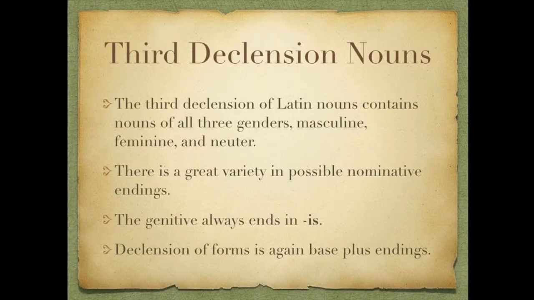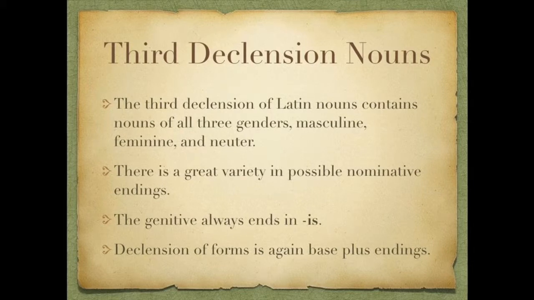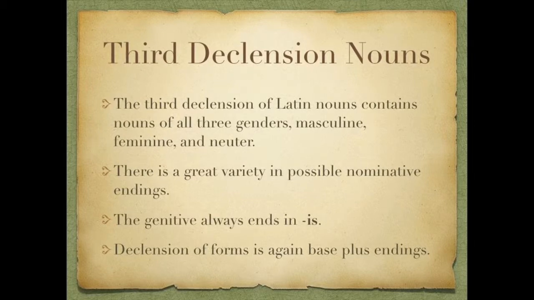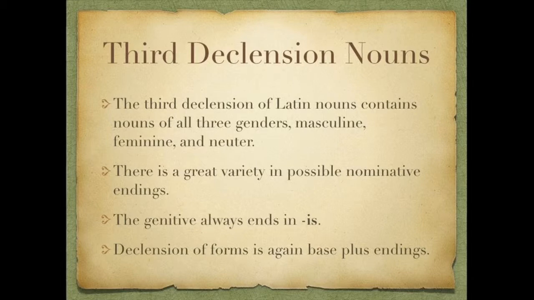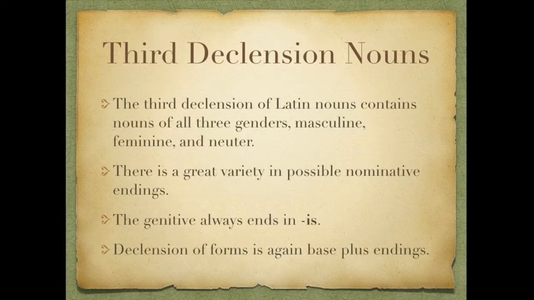So third declension nouns can be all three genders. They can be masculine, feminine, and neuter as well. There's a great variety in the possible spellings for the nominative ending, but they're consistent in the genitive. The genitive always ends in is. So that's how you can tell it's a third declension noun. The genitive ends in is. The declension of forms is just like we've done before, base plus endings. So again, let's go ahead and take a look at some of our new endings for third declension nouns, and then we'll look at a few examples.